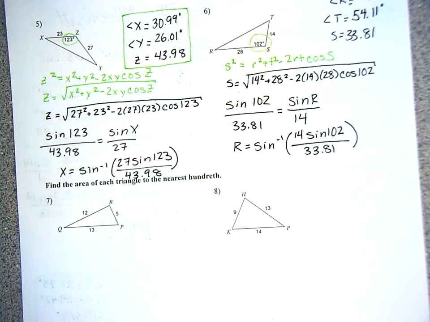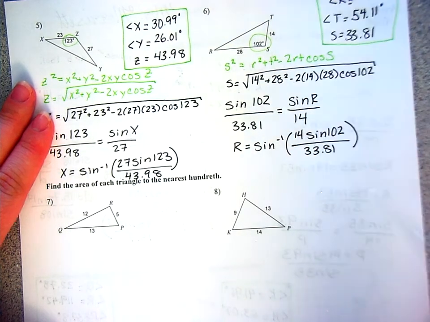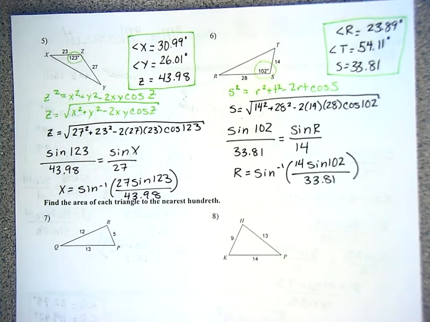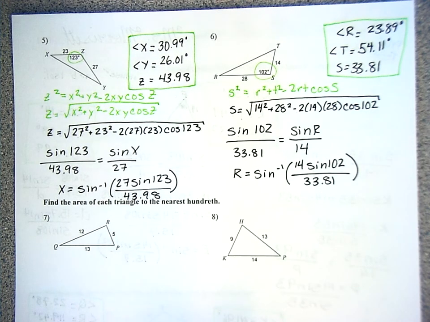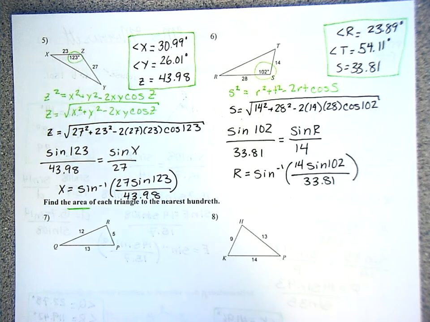That's that triangle solved, excuse me. That way we can see all of it. So now we're not asked to solve the triangle anymore, we're asked to find the area. We're asked to find the area, and we have all three sides. So we're going to be using that Heron's formula.